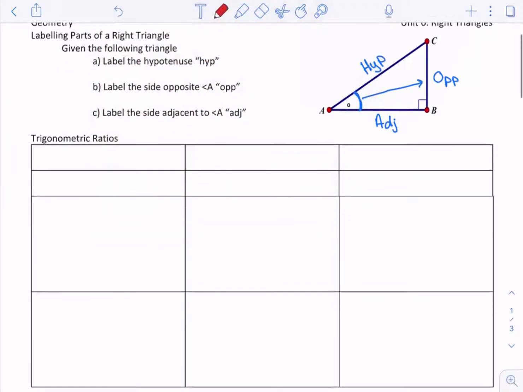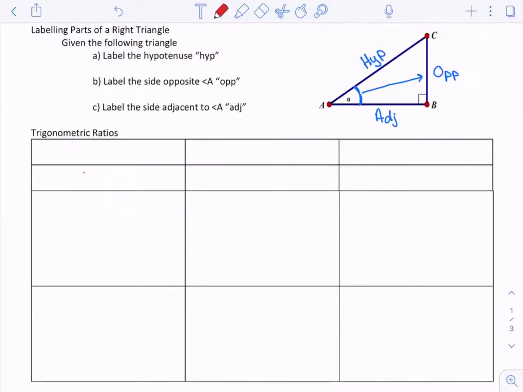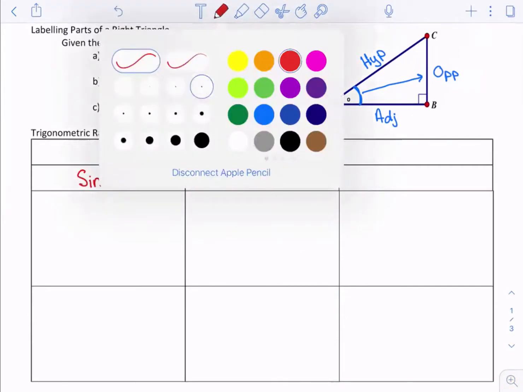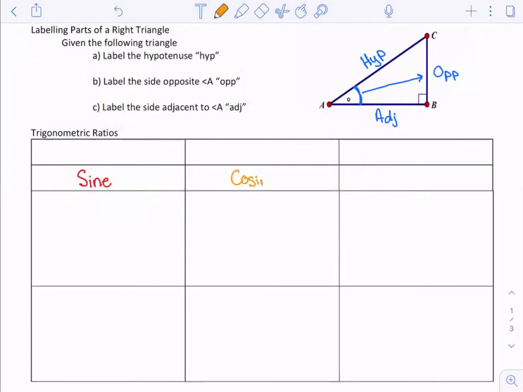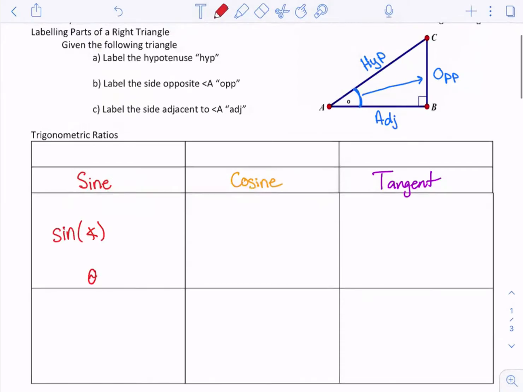So let me just remind you what a trigonometric ratio is. We have sine, cosine, and tangent. So those are three trigonometric ratios. Now, if I want to write the equation, it's always going to be sine of the angle. So sometimes they write theta. That symbol theta looks like this. That's sometimes what they put in here. But sine of the angle is equal to the opposite side over the hypotenuse.